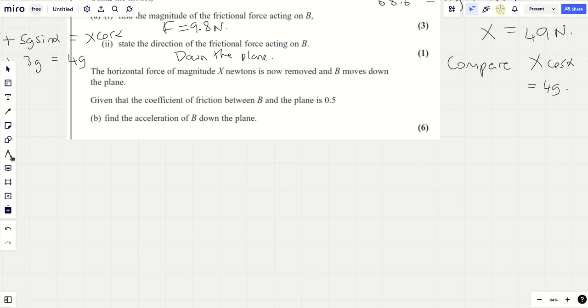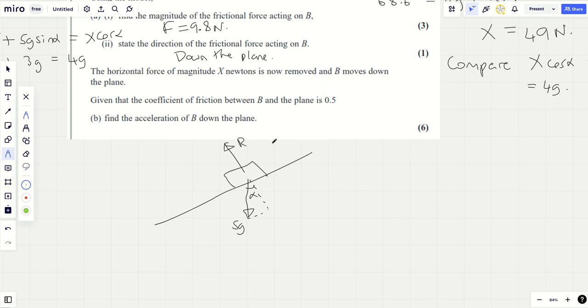Okay, the horizontal force of magnitude x is now removed and B moves down the plane. So what have we got left? We've still got 5g, cos and sine are the same, R is there. And if it's moving down the plane, friction is now going up the plane. And if it's moving, then it will be a maximum. We haven't found mu yet, have we? Oh, here we go, they're going to give us mu this time. Mu is 0.5. Okay, we've got to find the acceleration of B down the plane.